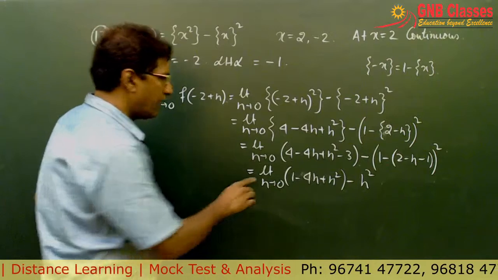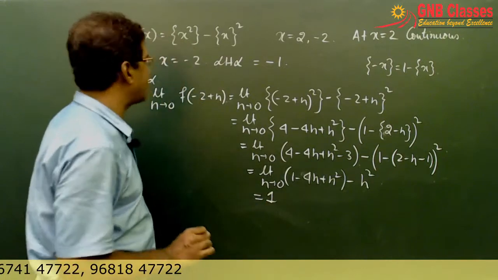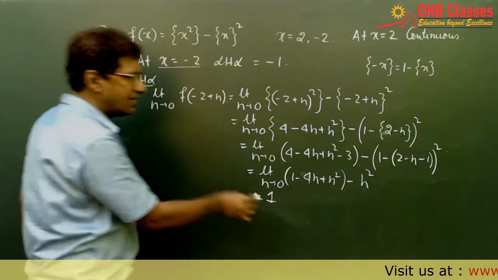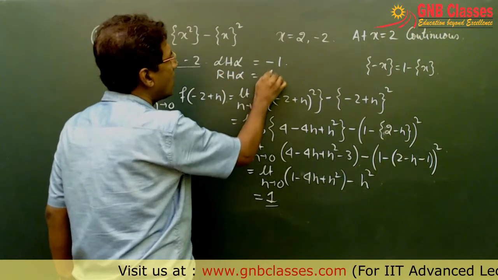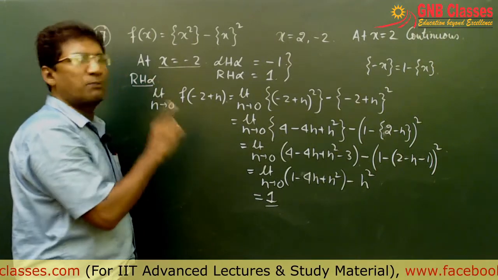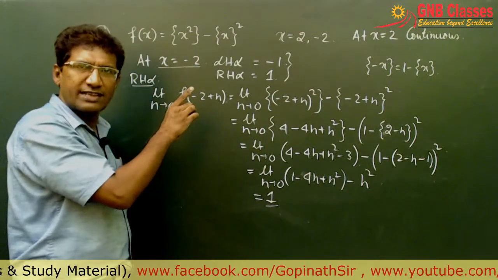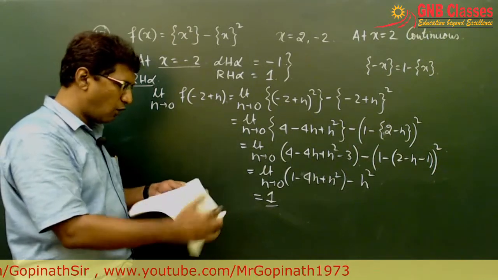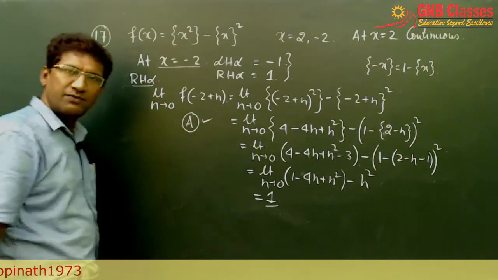Is it clear to all of you? Okay, now if I put h equals 0, we are going to get 1 in the right hand limit. Therefore, the right hand limit at the point x equals minus 2 is nothing but 1. Therefore, what you will say? That the function f(x) is not continuous at the point x equals minus 2. It is continuous at x equals 2, but it is not continuous at x equals minus 2. Therefore, my option A is correct for question number 17. Is it clear to all of you?